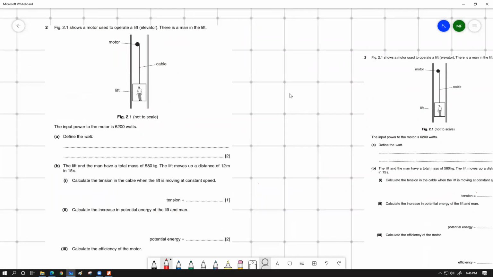And the number B says, the lift and the man have a total mass of 580 kg. The lift moves up a distance of 12 meters. Calculate the tension in the cable when the lift is moving at constant speed.